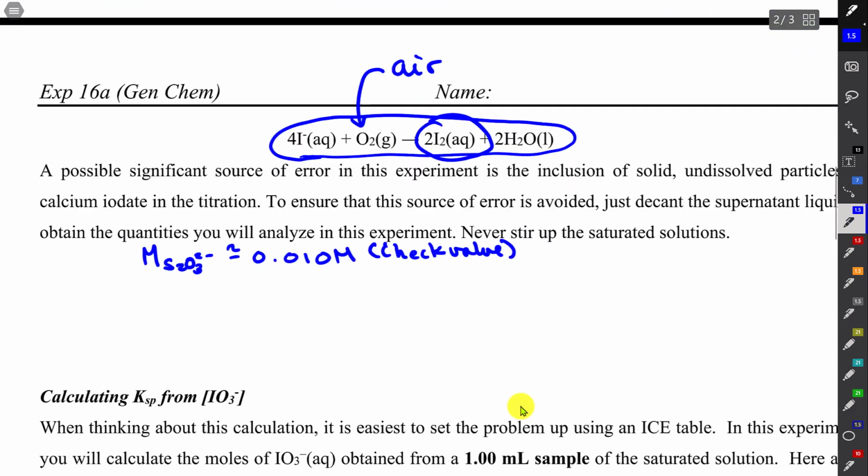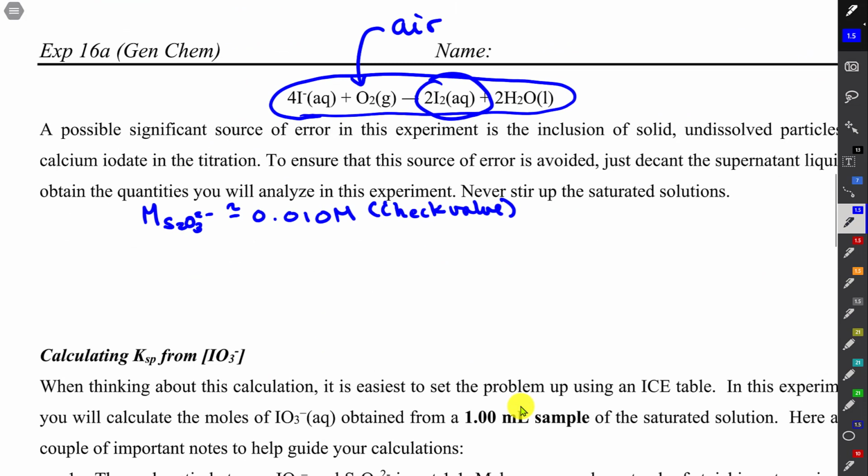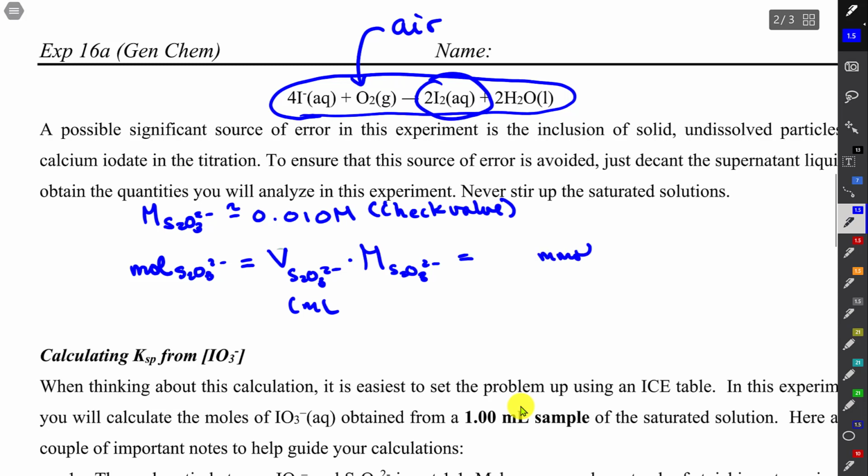So when we're down here doing the analysis, the first thing you need to think about doing is getting the moles of thiosulfate in your experiment. And S2O3 2 minus, that's just going to be the molarity and the volume. So you have a volume of S2O3 2 minus, do it in milliliters, times the molarity of the S2O3 2 minus, and that will give you the millimoles of thiosulfate.